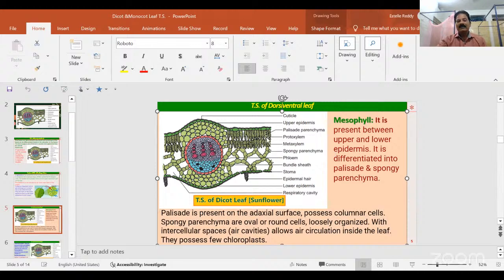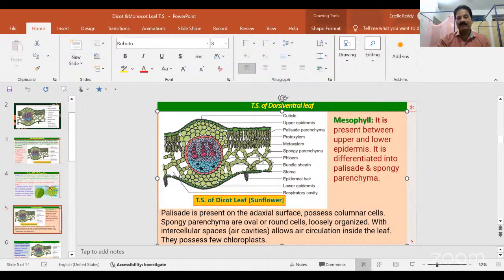Externally, the upper side of the leaf is always dark green in color. Why is it dark green? Since the palisade parenchyma cells are closely packed and have a large number of chloroplasts. The large number of chloroplasts imparts the color to the cell. That's why they are dark green in color. That's why if you observe the upper side of the dicot leaf, it is dark green.